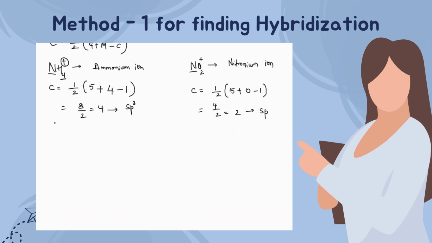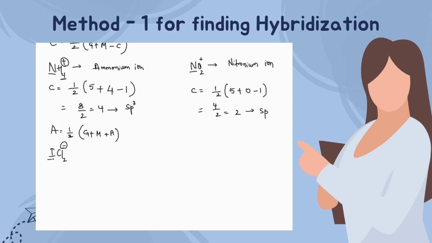Now let us move on to the calculation of hybridization for anions. Half into G plus M. Here we do exactly the opposite: we add the charge present on the anion. Let us look at one example. The example could be ICl2 minus, the iodine chloride ion.